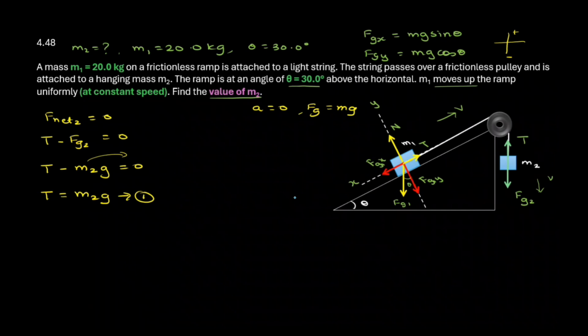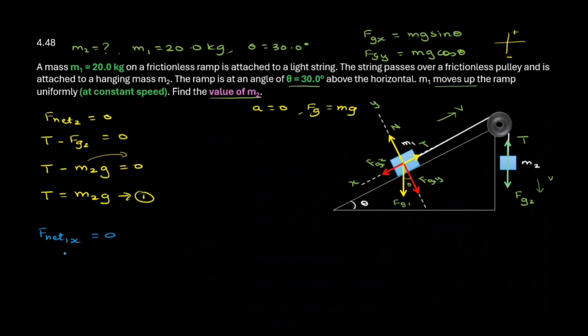Now let's do the same thing for mass 1. Mass 1 is only moving along the x-axis as it goes up the incline. There is no motion along y-axis. So we will only consider the forces along x. Again, since mass 1 is moving with a constant speed v, acceleration a is equal to 0. And if acceleration is 0, the net force acting on that mass will also be 0. So I write F net 1x equals 0 because we are only considering the forces along the x-axis.